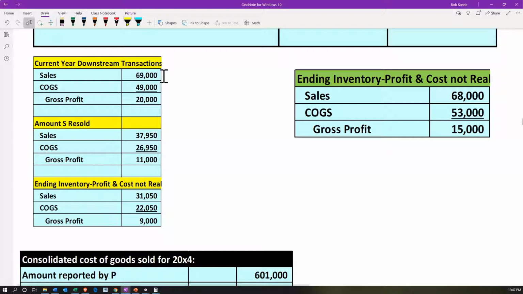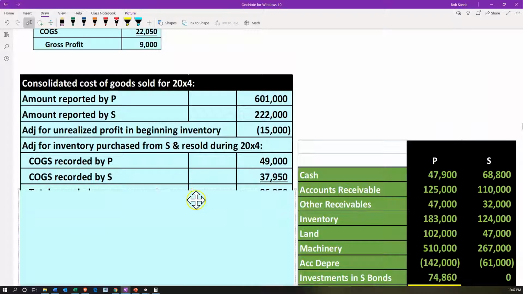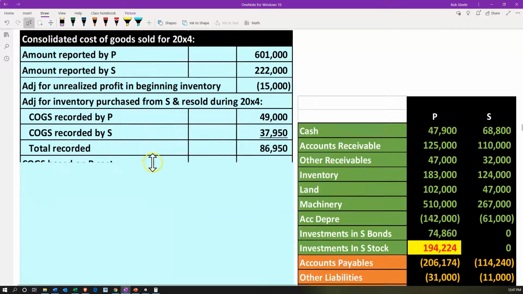So in other words, if I take this sales price, it represents the sale happening here, but on S's books, this is going to be the cost. And so that's what they're going to be reselling it for. So they would have cost of goods sold of basically the amount that they resold, not really related to this cost of goods sold, which is matching the same units of measure as here, but related to what they paid for it, which is actually this $37,950. So then we're going to have the $37,950 that we're going to make an adjustment for.